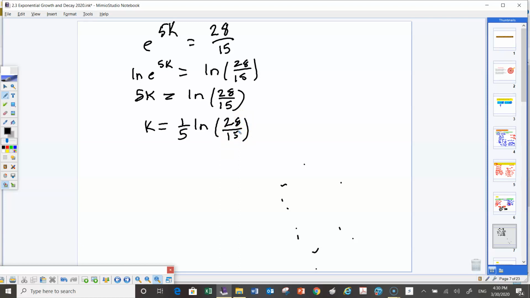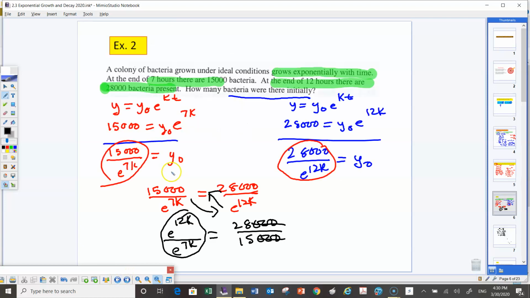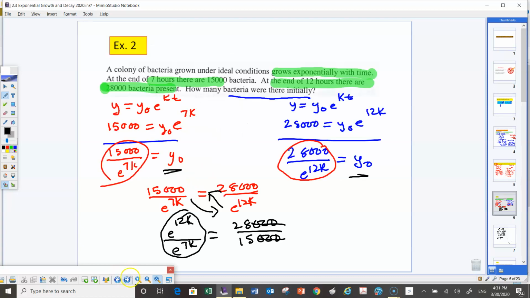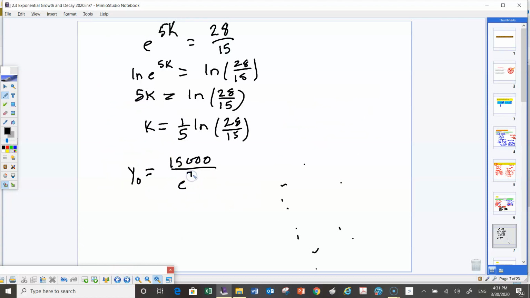So now that I know k, I can go back to either of these two equations here to find y subscript o. So I'm going to take my first equation in red that said y subscript o was equal to 15,000 divided by e, and that was to the 7k, so it's going to be 7, and in place of k, I'm going to put that ugly mess in there, which will be 1/5 ln 28 over 15.